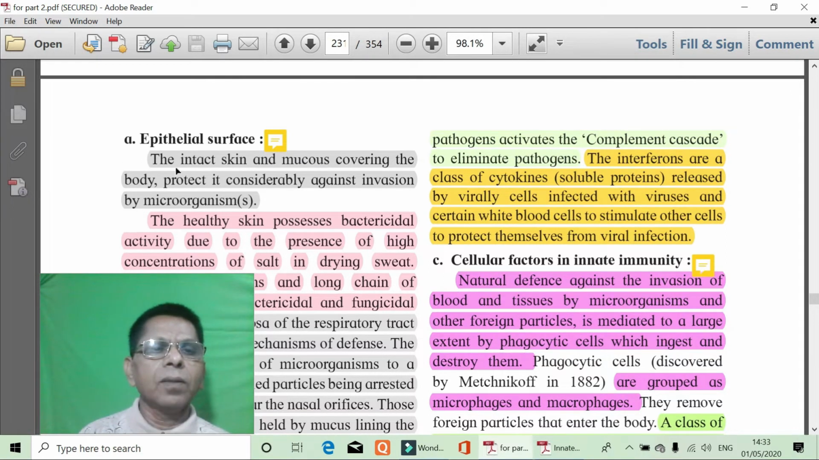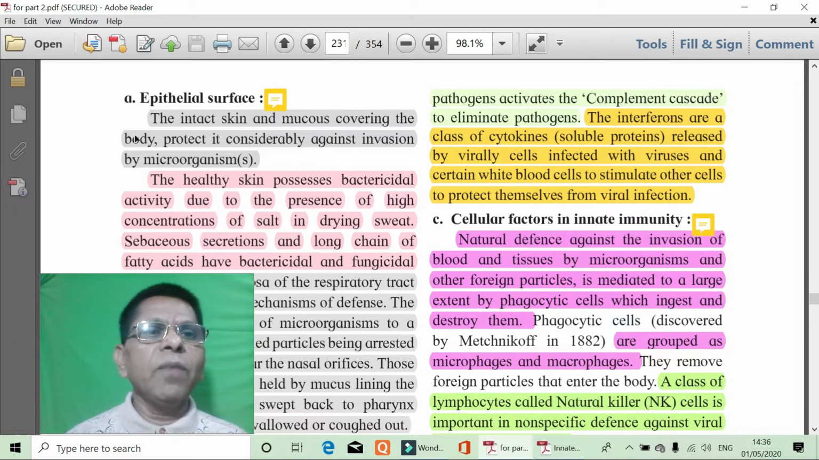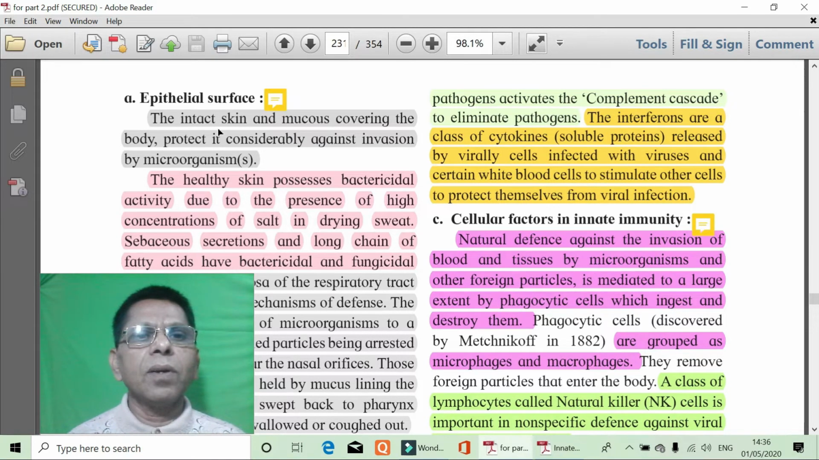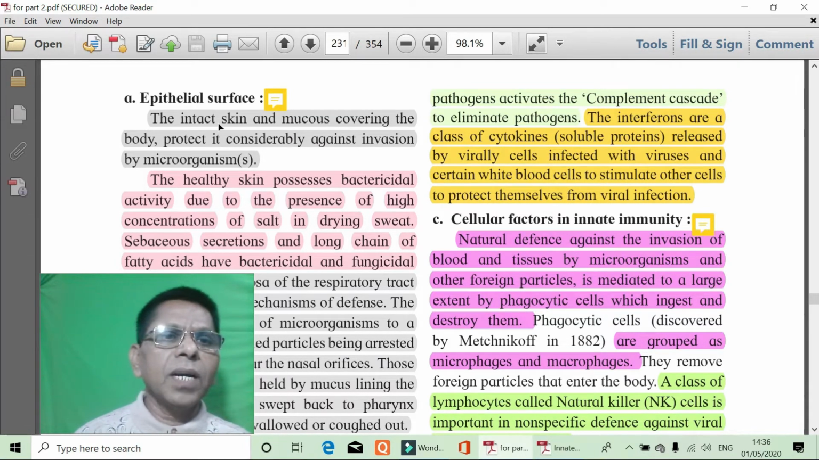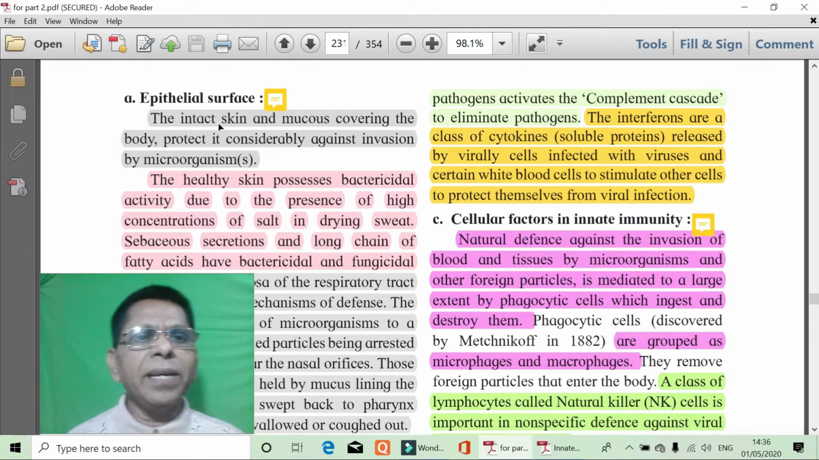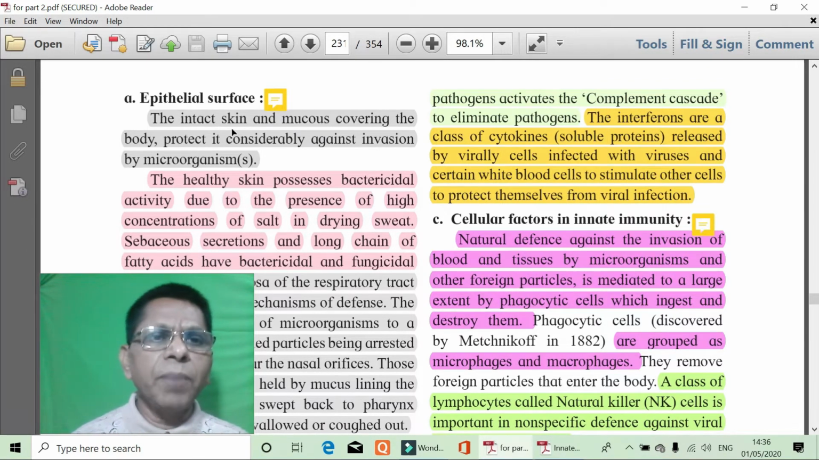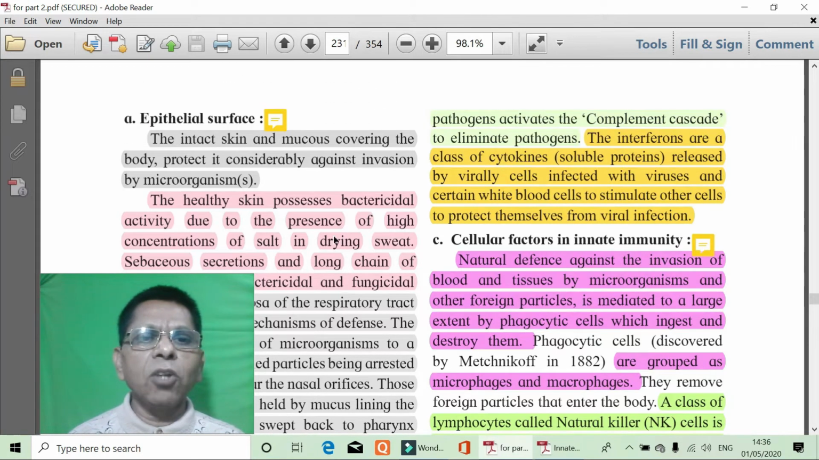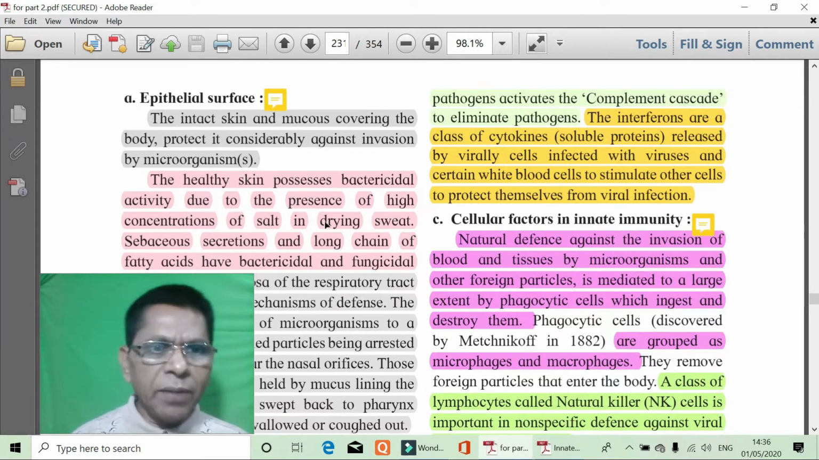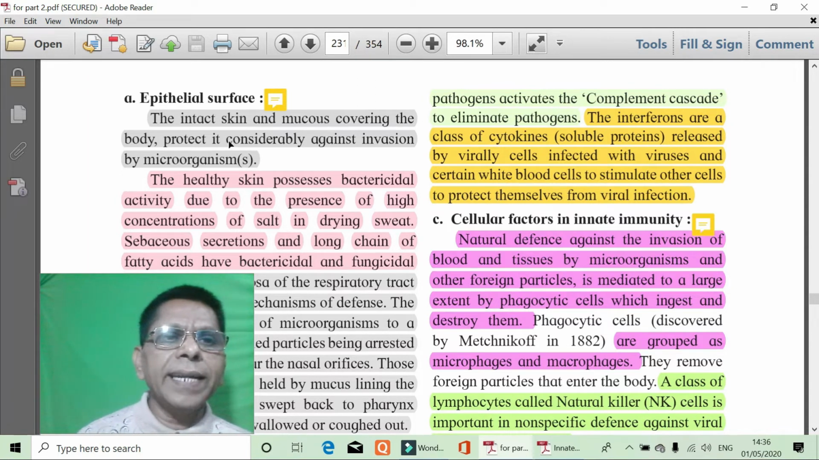So my dear friends, under the heading of the epithelial surface, you will find I have highlighted some of the contents with gray color and some with light pink color. The contents highlighted with gray color constitute the physical barriers, and the contents highlighted here with pink color constitute the physiological barriers. Now let us study one by one. The first one, the contents which are highlighted by me with gray color.